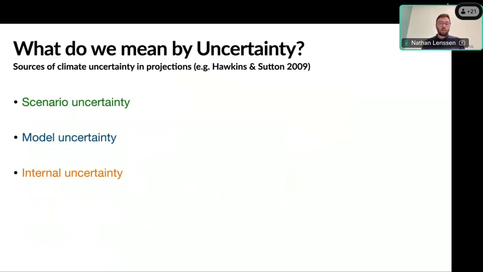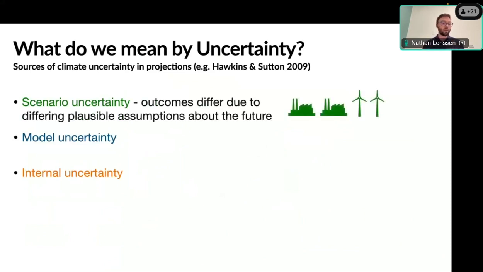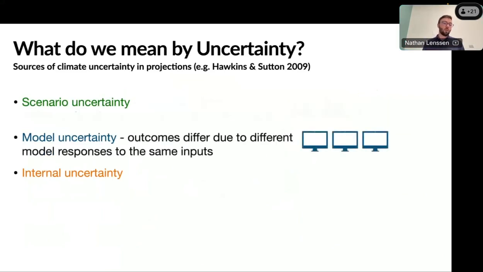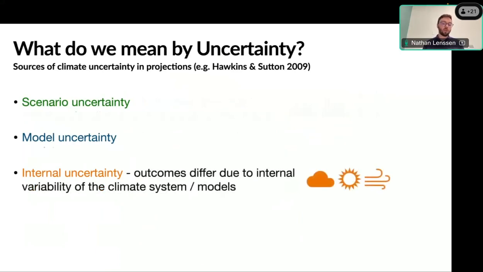And so Hawkins and Sutton in 2009 wrote a pretty seminal paper talking about future climate uncertainty, to the point where we now have three colors really defined with these three sources of uncertainty. And so just to quickly talk about sources of climate uncertainty, we have scenario uncertainty, where we have different future outcomes due to different human activities. We have model uncertainty, which is different future climate due to different climate modeling decisions. So this is another example of that epistemic uncertainty I was talking about before. And then finally, we have internal variability uncertainty, which is uncertainty in future climate due to the chaotic nature of the climate system.